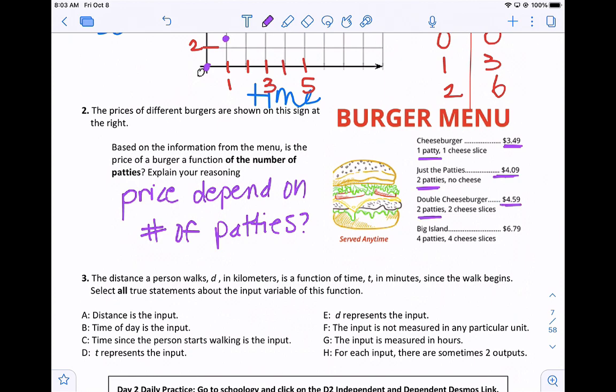So if we're looking at just the number of patties, here you have the same input, 2 patties, but you have a different price, right? So we can't say it depends just on the number of patties. It's going to also depend on the cheese. So we can say no, it doesn't depend on just the number of patties. It's not a function. A function is for every input, there's only one output, and we can see when there's 2 patties, we have 2 different prices, and that makes it not a function. So we would say no, because for 2 patties, you're getting 2 different prices. If it was a function, whenever you see 2 patties, you should have one price, the same price.